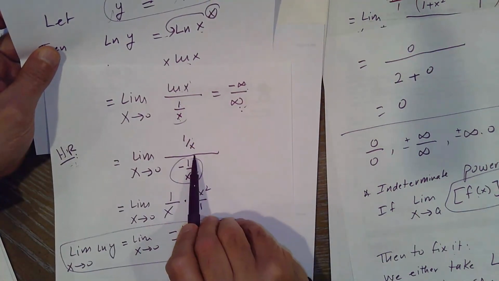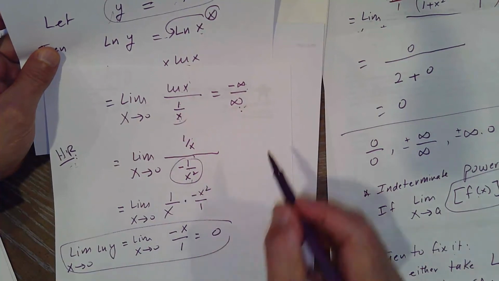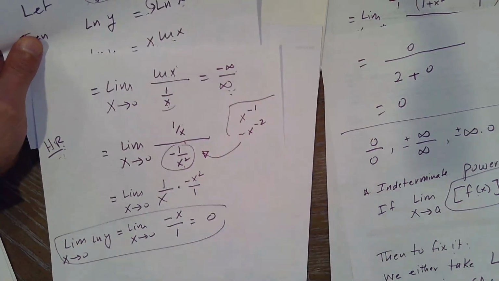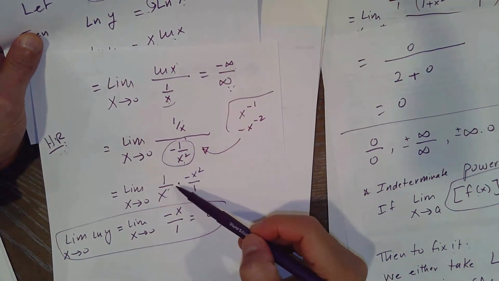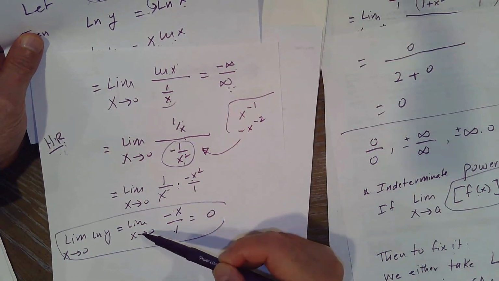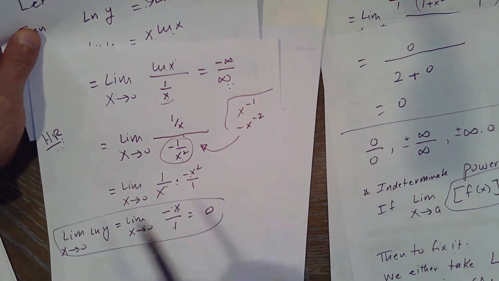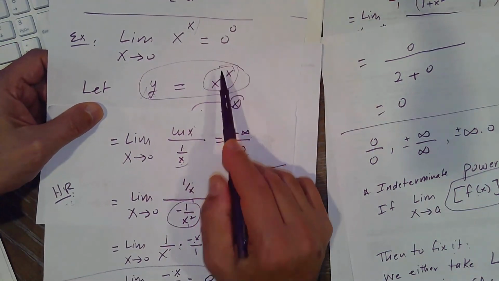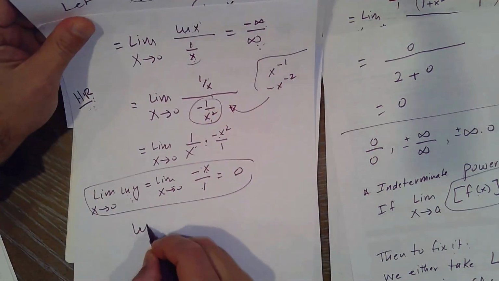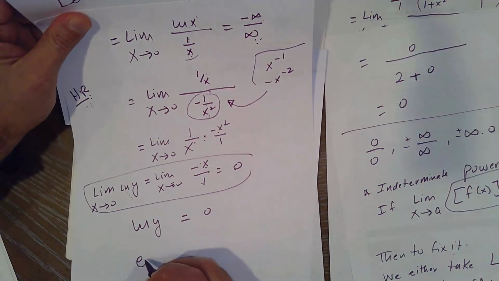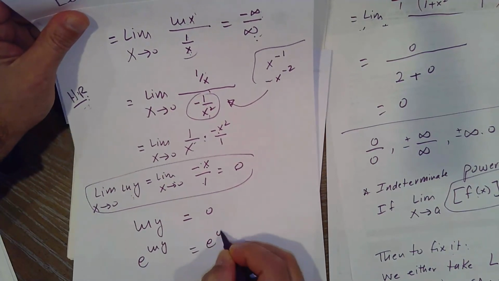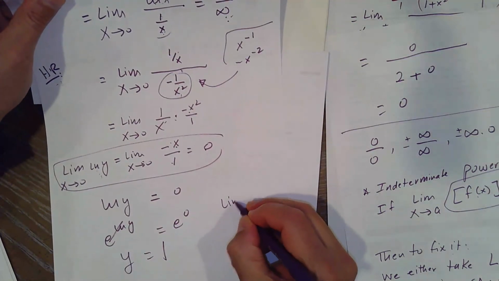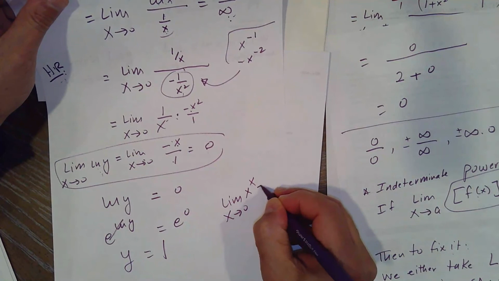The derivative of ln of x is 1 over x. The derivative of 1 over x is negative 1 over x squared, because that's x to the negative 1, which is negative x to the negative 2, which is that. So instead of dividing, we multiply by the reciprocal, we get negative x over 1. The limit of that is 0, but this is ln of y. We want y, right? We want the limit of x to the x. If ln of y equals 0, then we do e to the ln of y equals e to the 0, which means y would be what? 1. And that's what we want. So the limit as x goes to 0 of x to the x is 1.